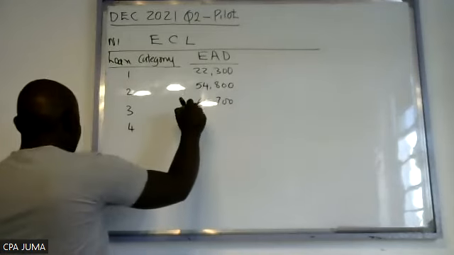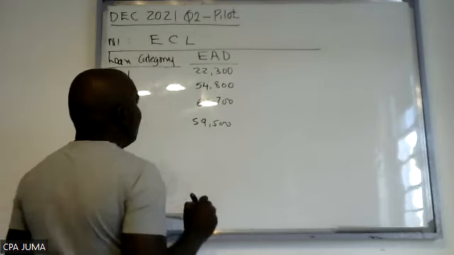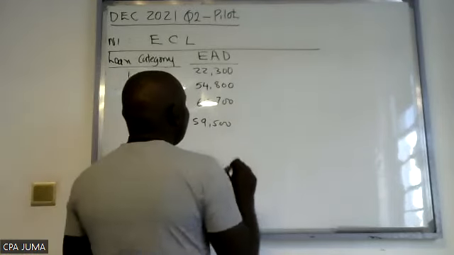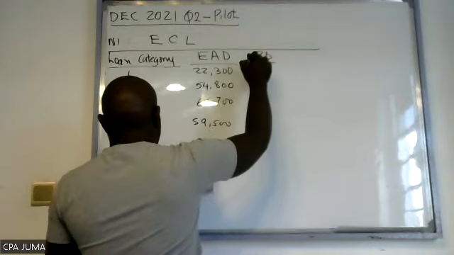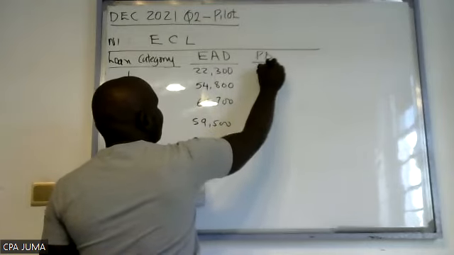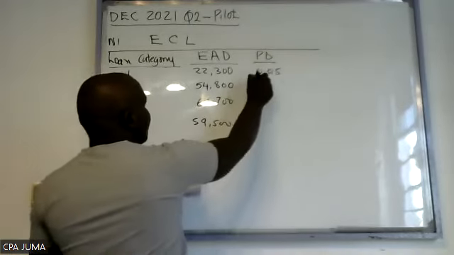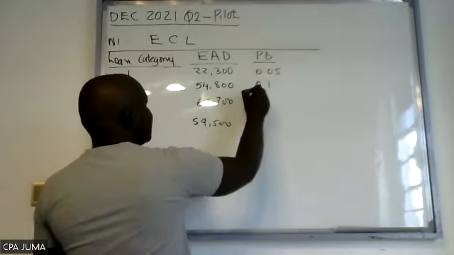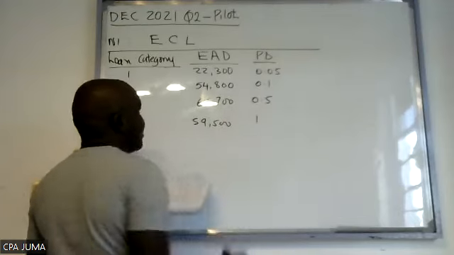65,700. 59,500. Then probability at default: 0.05, because they are in percentage. This is 0.1 because it is 10%. This is 0.5. This is 100%.